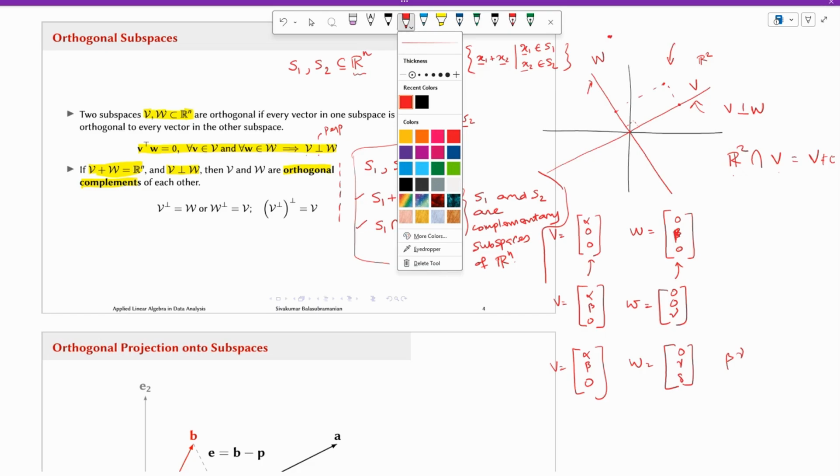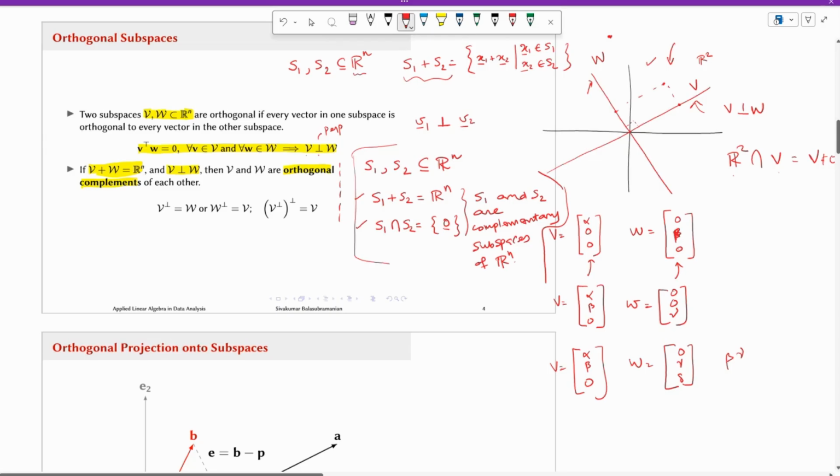Now, here V and W were complementary subspaces. Are they also orthogonal complements? They will be orthogonal complements if they are perpendicular to each other. In this case, we saw they are perpendicular to each other. So in fact, in this particular example, V and W are orthogonal complements of R2. In the R3 case, the XY subspace and the Z subspace, do they form orthogonal complements?